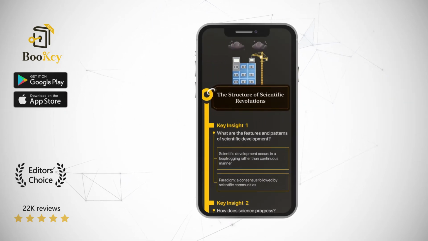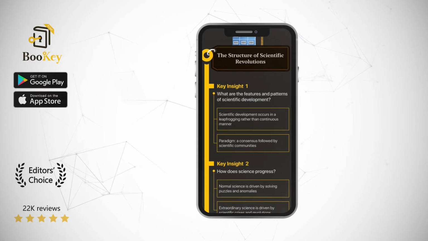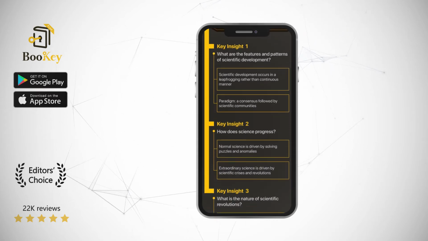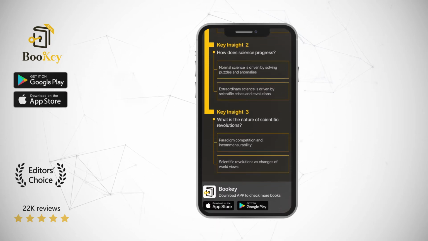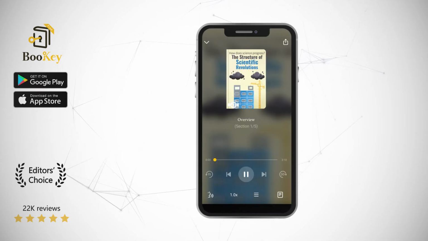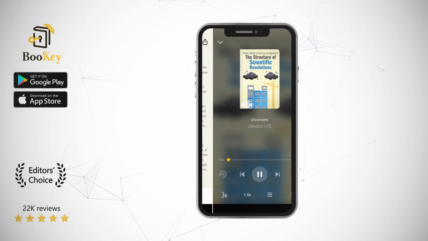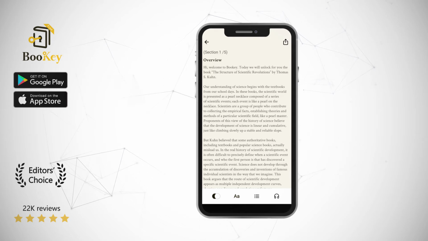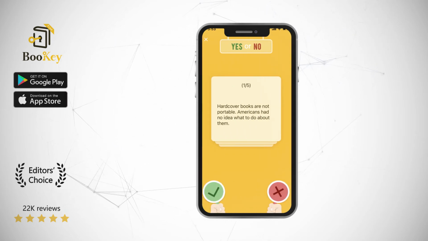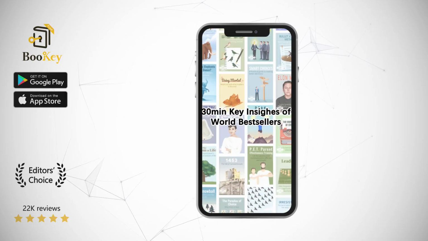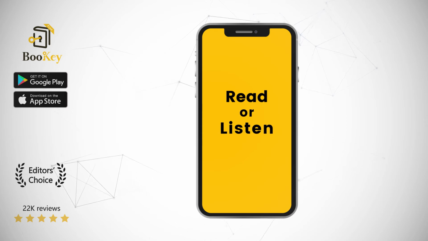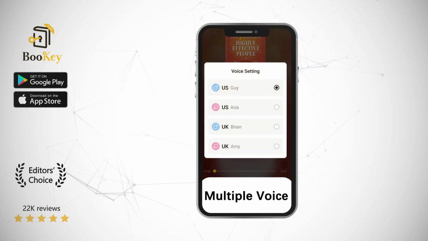Thomas S. Kuhn was an American physicist and historian of science, and was considered the most influential philosopher of science after Karl Popper. After receiving his doctorate in physics in 1949, Kuhn worked at Harvard University, University of California, Berkeley, Princeton University, and Massachusetts Institute of Technology. Apart from this book, Kuhn also authored books such as The Copernican Revolution, The Essential Tension, and Black Body Theory and the Quantum Discontinuity. In this Bookie, we will summarize the key content of this book in 3 parts.